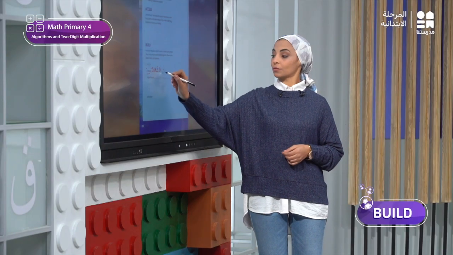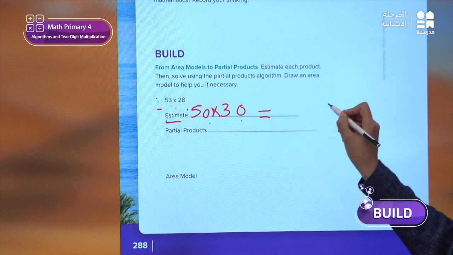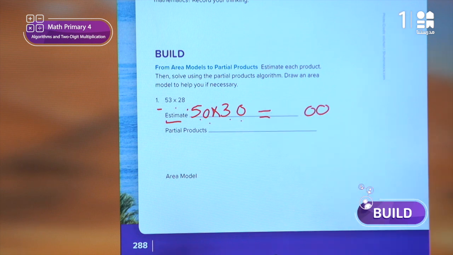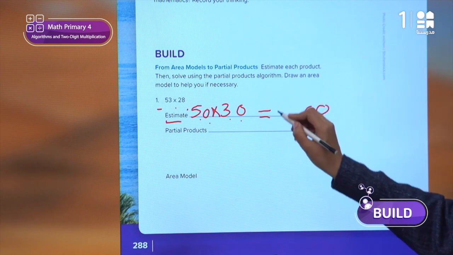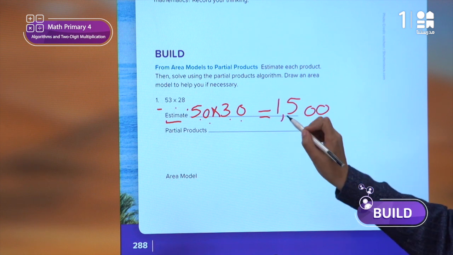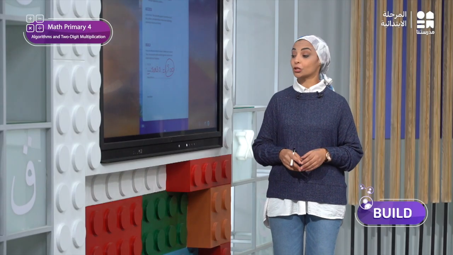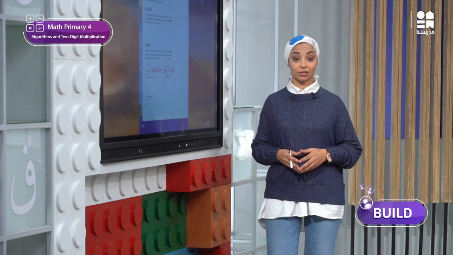Okay, so زي ما اتفقنا I'll put these two zeros out, then multiply the two numbers. Here 5 times 3 gives me what? Of course, 5 times 3 equals 15. So the estimated answer is 1,500. In the second step, we will calculate the exact product using what? Using the area model strategy.